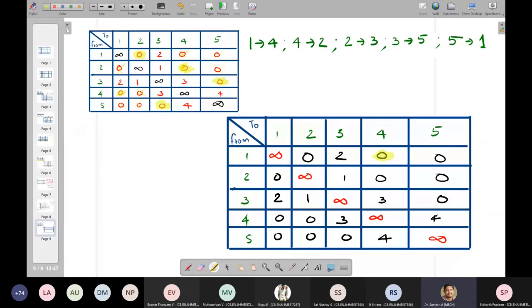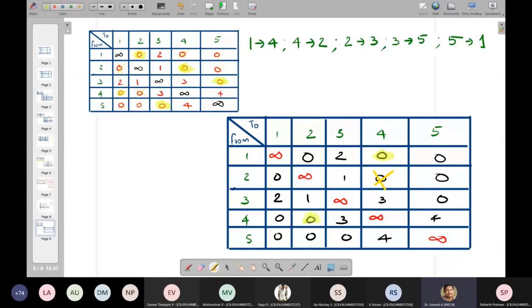This has been striked off. Okay, so anyhow, the next highest I have decided to consider. So from 4, I am moving to 2. Okay, that is found to be the lowest. Now I have moved from 1 to 4 lowest. Then I moved from 4 to 2.